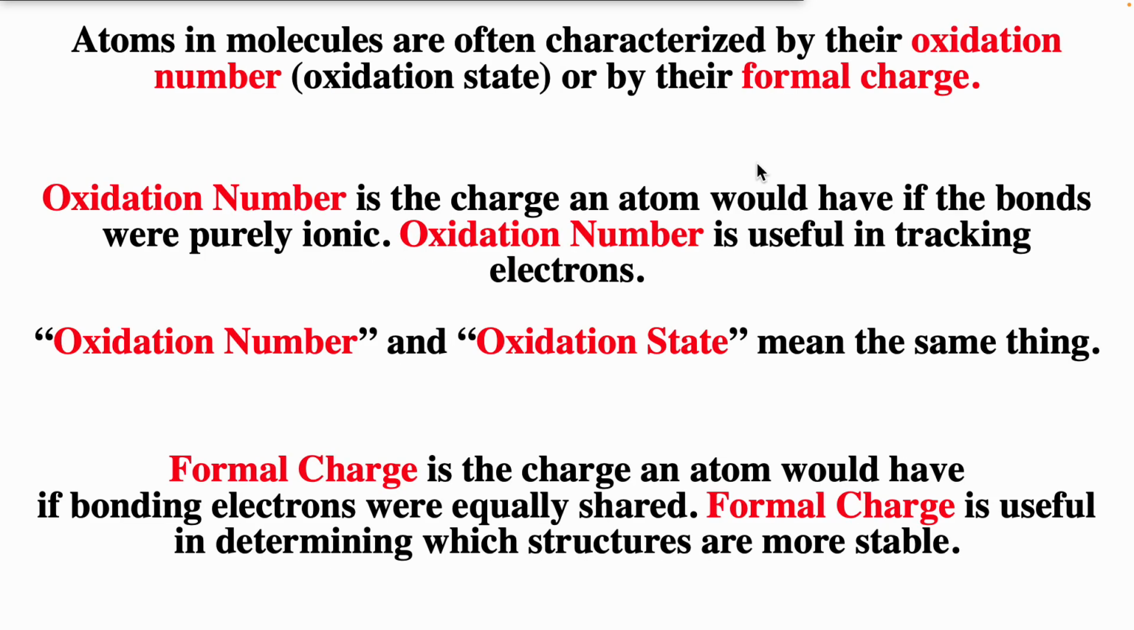Atoms and molecules are often characterized by their oxidation number or oxidation state. I will use oxidation number and oxidation state interchangeably, or by their formal charge. Now, the oxidation number is the charge an atom would have if the bonds were purely ionic, and it's useful in tracking electrons. Formal charge is the charge an atom would have if the bonding electrons were equally shared. Formal charge is useful in determining which structures are more stable, which Lewis diagrams are more stable.